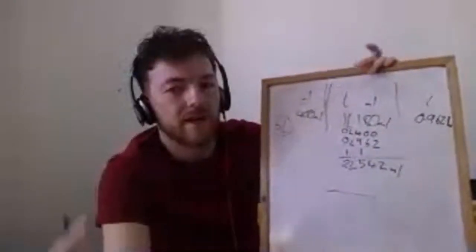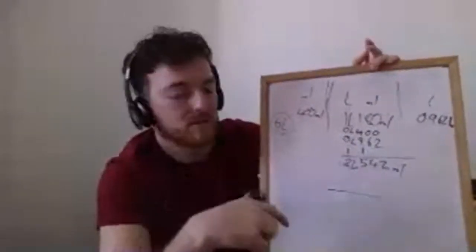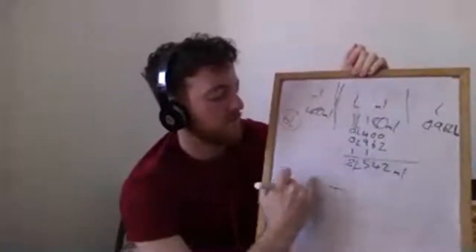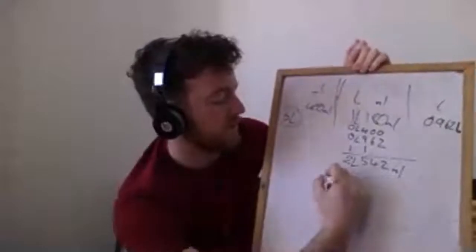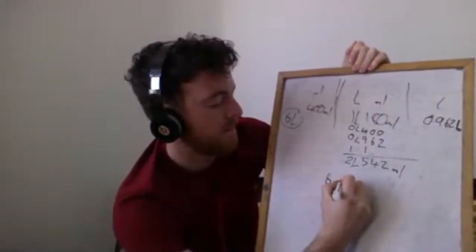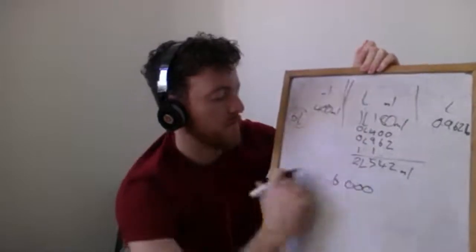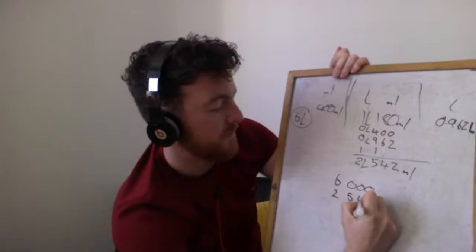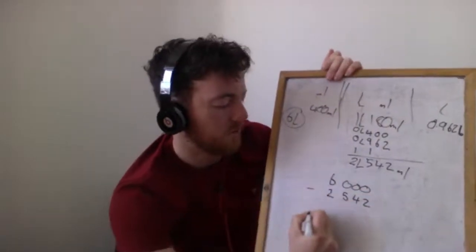All right. My question was, how much do I have left today? So when it comes to what's left today, I've now got to put in my 6,000, my 6 litres. So there's my 6,000. There's my 2, 5, 4, 2. I'm going to take it away.